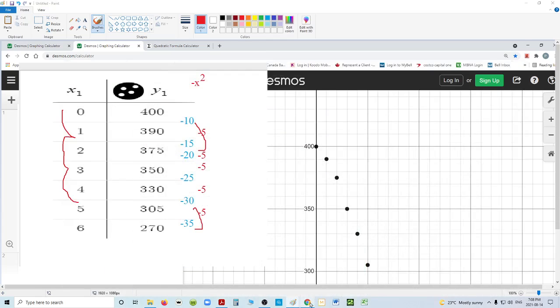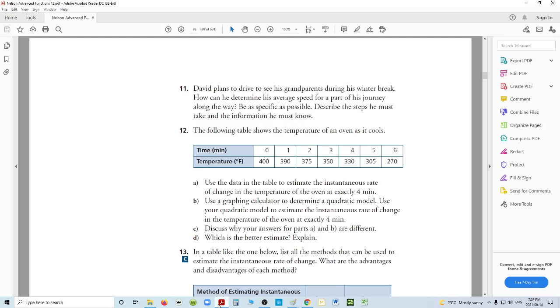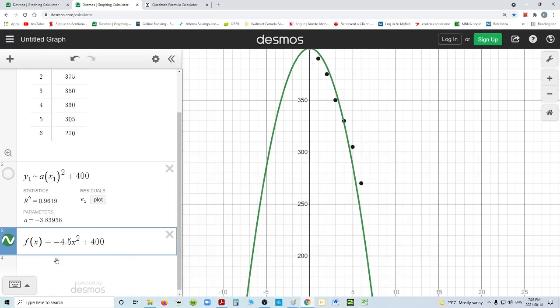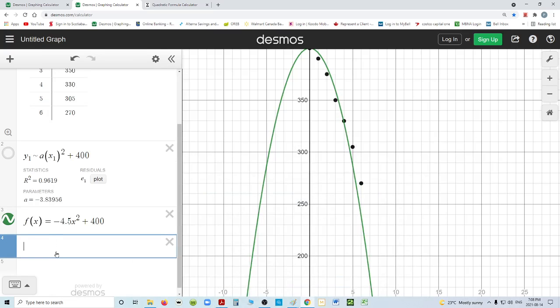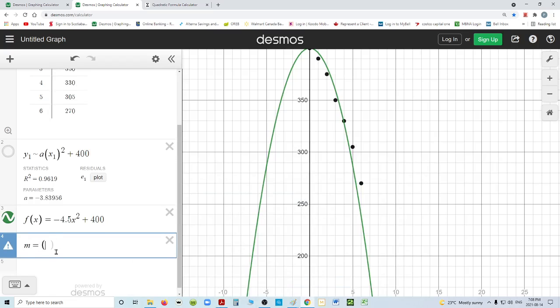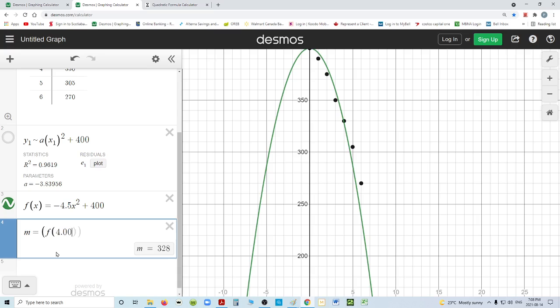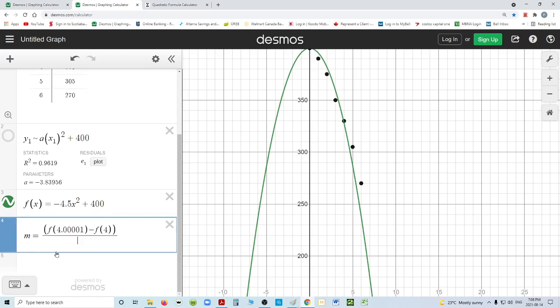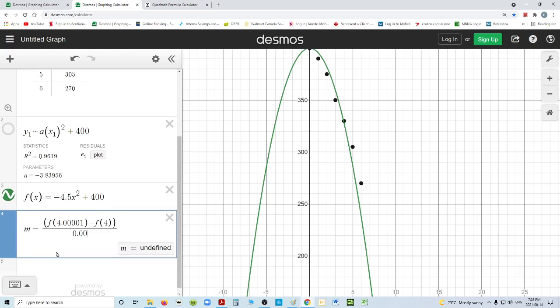And then what's the last question it's asking? Instant rate of change is exactly 4. Okay. We're going to do m is equal to open brackets f of 4.0001 minus f of 4, all divided by 0.00001. Negative 36. So that's what my calculator is changing at, negative 36 degrees per minute. I think it was per minute, right?